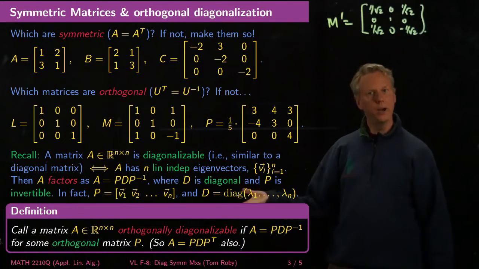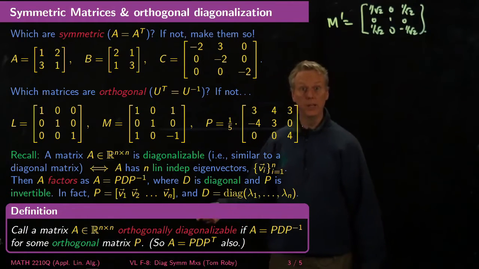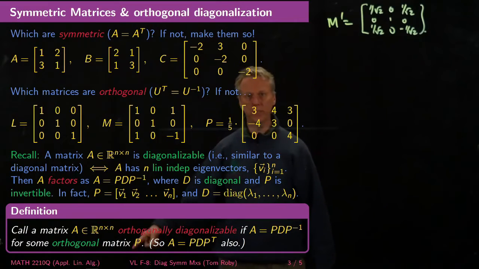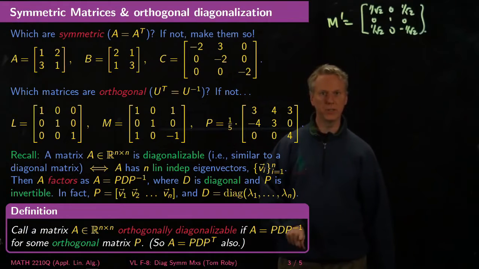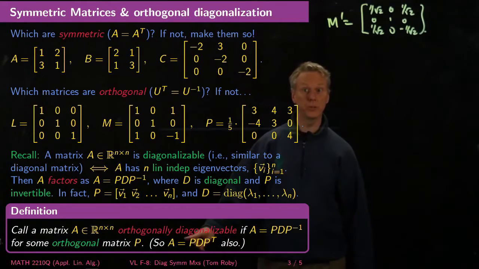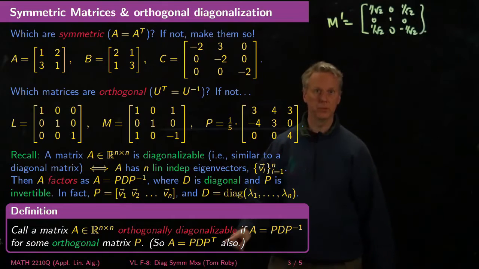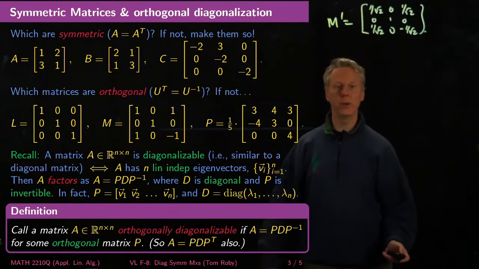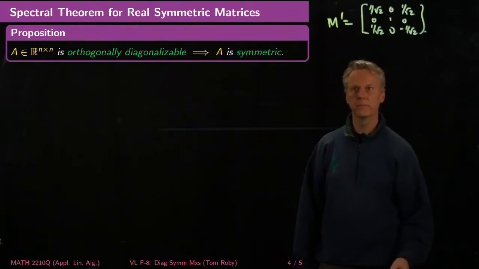And so now the precise definition of something being orthogonally diagonalizable is that I can write it as PDP inverse for some orthogonal matrix P. But if it's true, remember that P inverse is just another name for P transpose, so I can also write it as PDP transpose. And so that, for one thing, makes it easier. You don't have to compute an inverse. It's easy to write down the transpose, not so easy to write down the inverse of a large matrix.